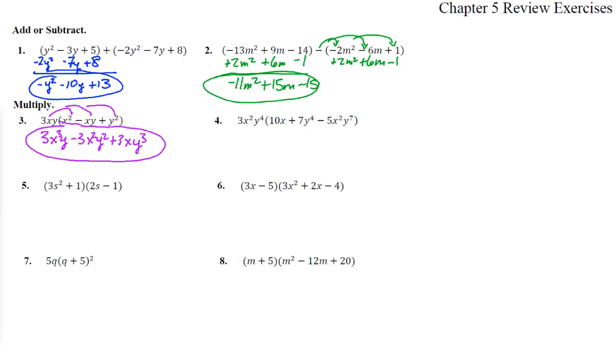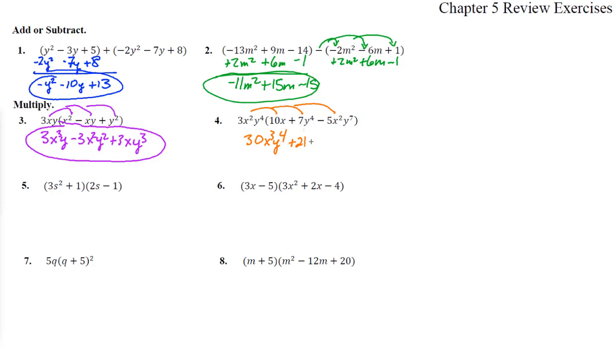All right, the next one. Number 4, 3x squared y to the 4th. This is a monomial jumping into this trinomial. So 3 times 10 is 30. X squared times x is an x cubed with a y to the 4th riding along. Plus 3 times 7 is 21.